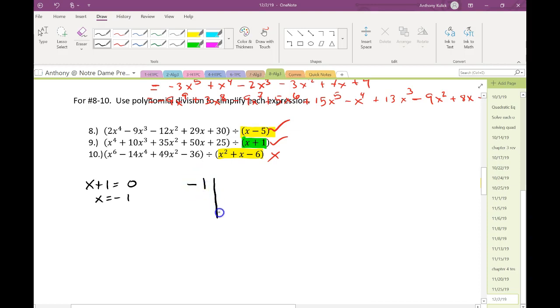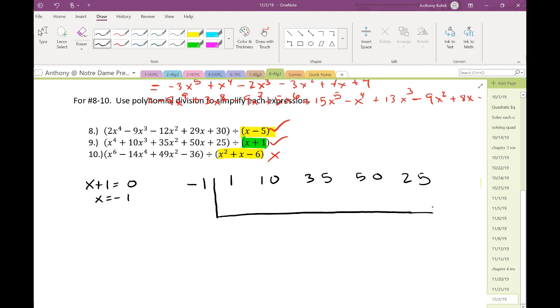Okay. So now I'm going to do the synthetic substitution setup, except I'm going to put that -1 on the outside. That's what I'm going to be substituting in. Is everybody okay where these numbers have come from? Those are the coefficients for the dividend on number 9. Notice I didn't have to include any zeros because the dividend for number 9 goes to the 4th, 3rd, 2nd, first, and then the constant term, right?